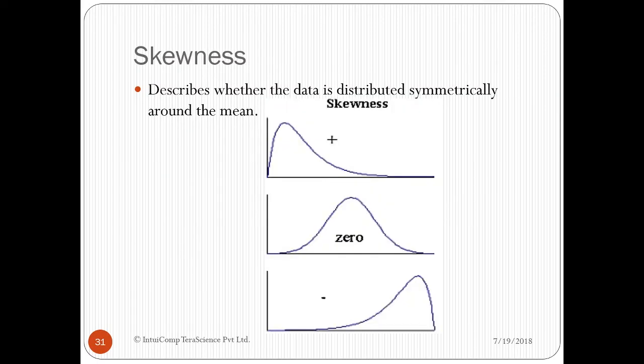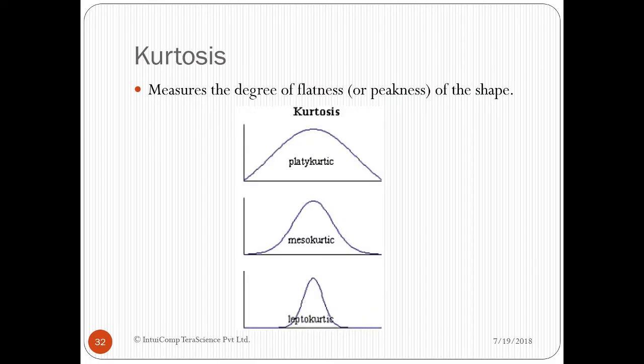So let's refresh again. What is skewness? Whether the data is distributed asymmetrically around the mean is described by the skewness. A skewness value of 0 indicates perfect symmetry, whereas a negative value implies left skewed data and a positive value implies right skewed data.